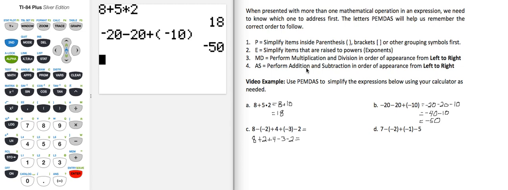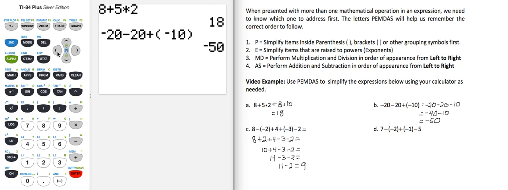PEMDAS tells me to perform addition and subtraction in order of appearance from left to right. I'm going to start with 8 and simplify this one step at a time. 8 plus 2 is 10, and then I write down what I have left. I don't want to get ahead of myself and start trying to combine numbers too soon. 10 plus 4 is 14, and then I still have minus 3 minus 2. 14 minus 3 gives me 11. Still then I have minus 2, and 11 minus 2 gives me 9 as the final result.